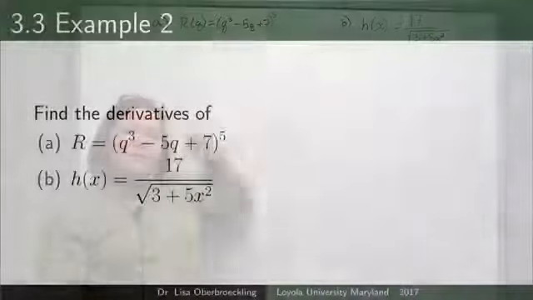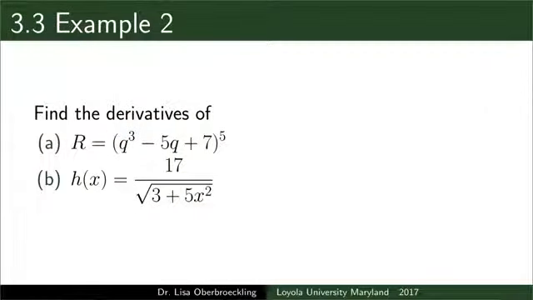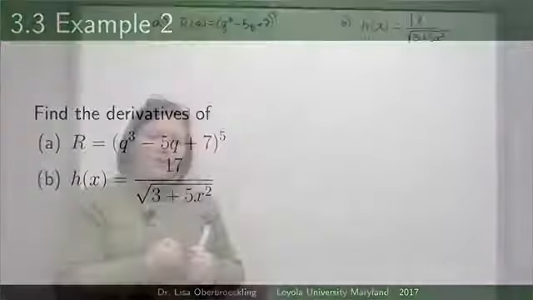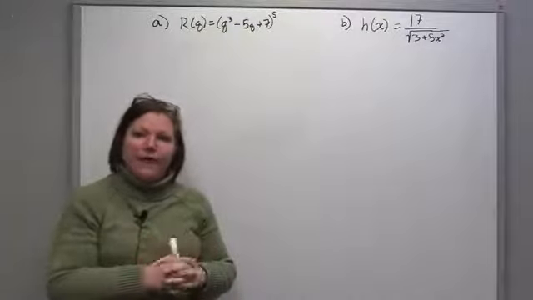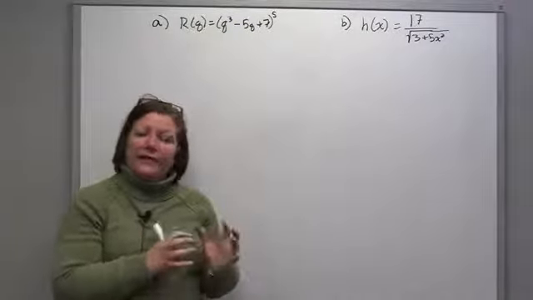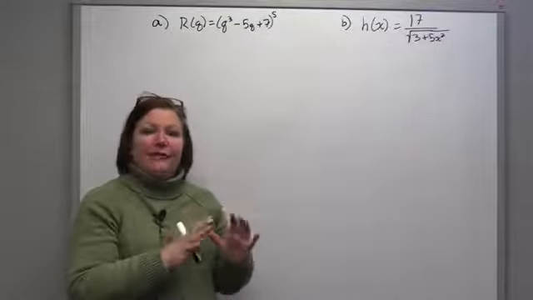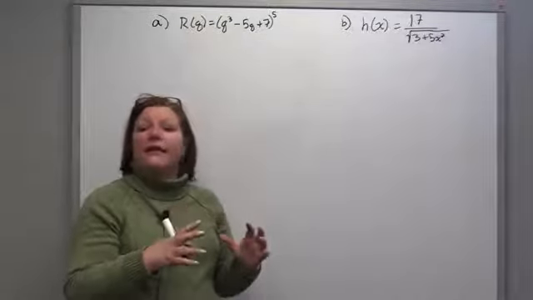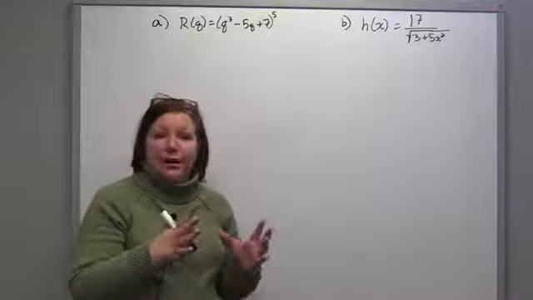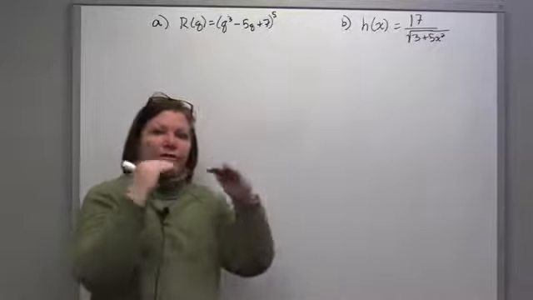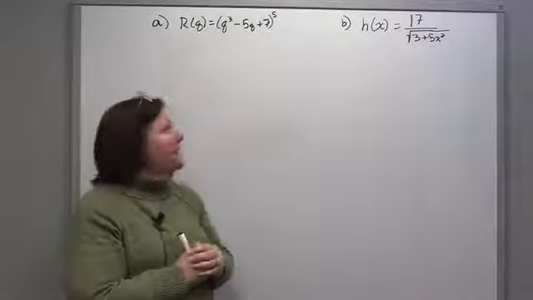In these examples, we're going to practice the chain rule. For part A, we're given that r of q equals q cubed minus 5q plus 7, quantity to the 5th power. So when we talked about the inside and the outside, or if we're thinking of the Leibniz, what is the z? Sometimes it's easiest to think about the outside as the last thing you would have to calculate, or the last button you would have to press if you were doing each step individually for your calculations.